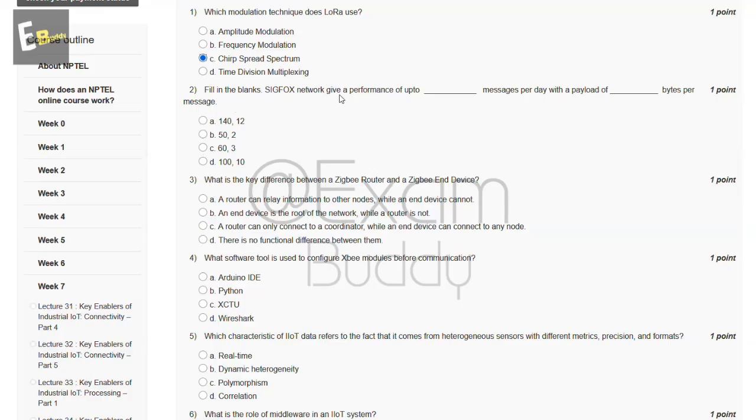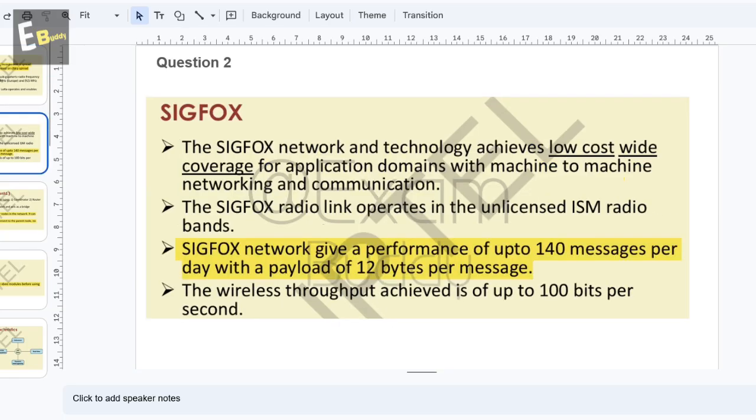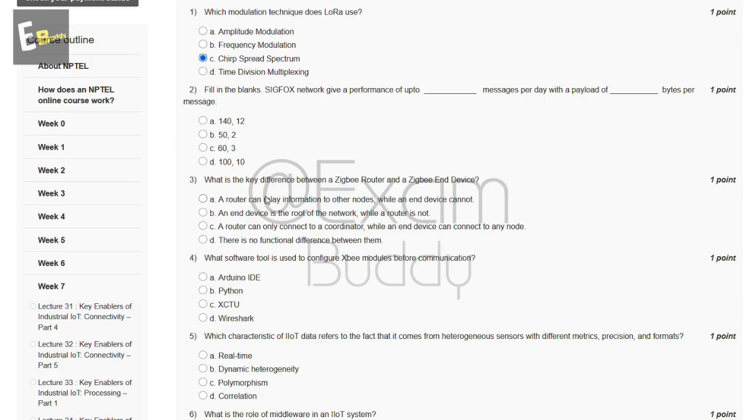Sigfox network gives a performance of up to dash messages per day with a payload of dash bytes per message. So these are the options. And now let's check the answer of our second question. So question second, Sigfox network gives a performance of up to 140 messages per day with a payload of 12 bytes per message. So the answer of our second question is A.